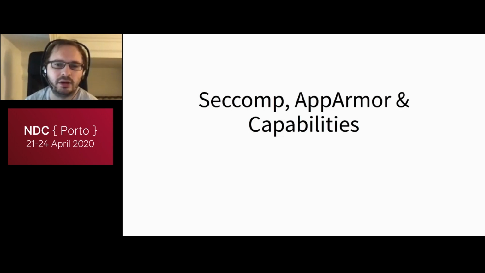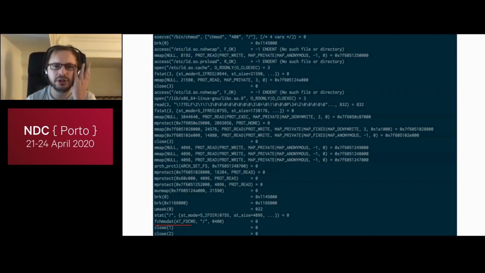Other things which we mentioned are Seccomp, AppArmor, and capabilities. So to go a bit more deeply into what's happening under the covers, if we run an strace on a process, in this case a change of file modification and permissions, we can see all of the system calls being made by that application. And it's surprisingly a lot for something which I would consider quite straightforward, like changing file permissions. It does a lot under the covers.